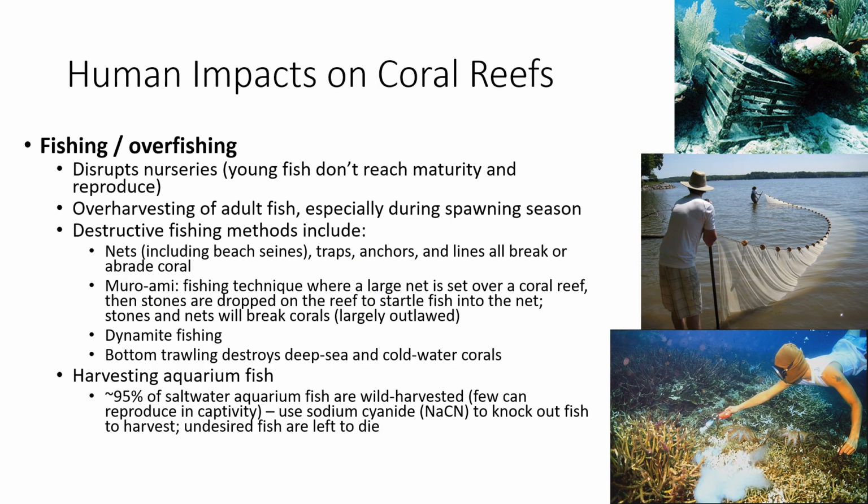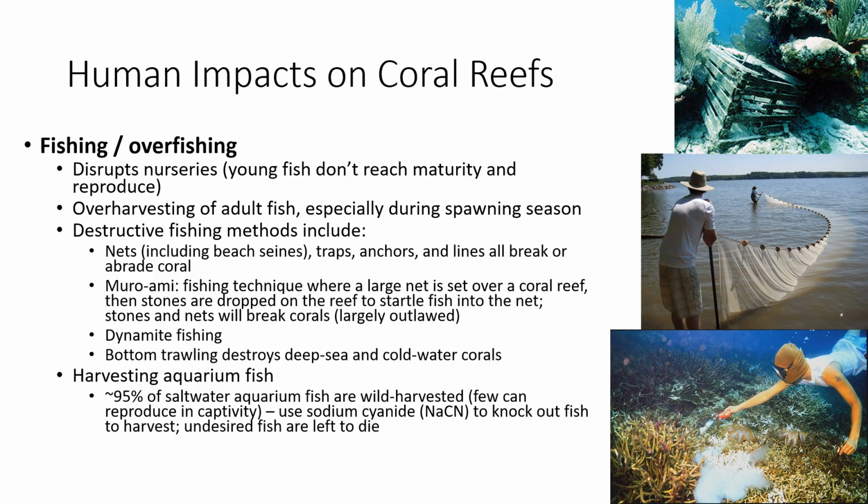Another major impact on coral reefs is fishing or overfishing. And I have a bunch of sub-bullet points for that. But fishing itself can disrupt nurseries. If we fish in an area where young fish are and we don't allow those fish to reproduce, and you take those fish out of that population, you're going to have a smaller reproductive population, and then the next generation is going to be smaller.